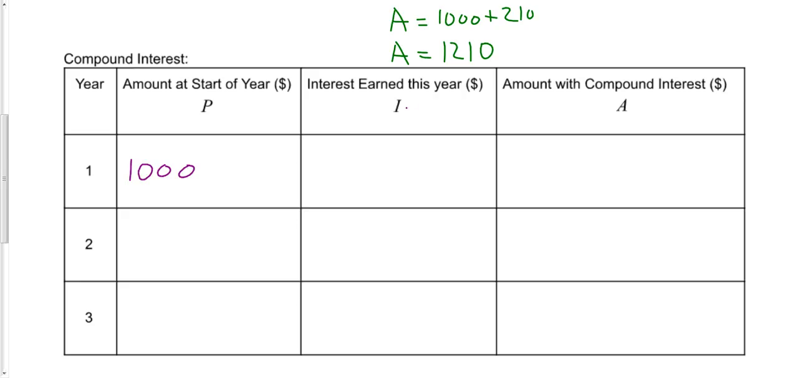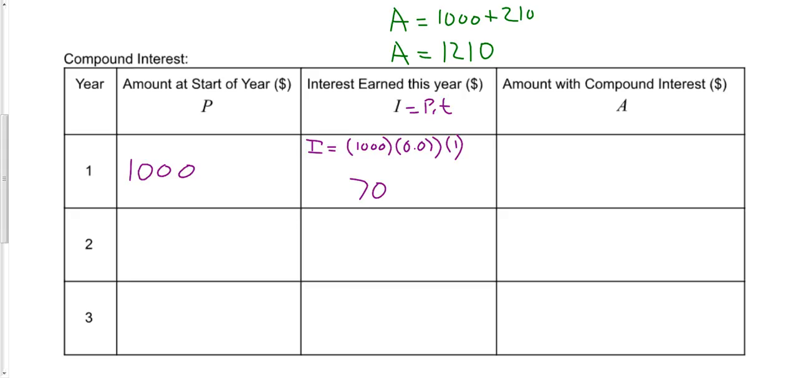Well, I is equal to PRT. So we know that the interest is going to equal $1,000 times the rate of interest, which we found earlier at 7%, times 1 year only. Okay, so how much interest did it earn for this year only? So we do $1,000 times 0.07 times 1. Okay, so it earns $70 in interest.